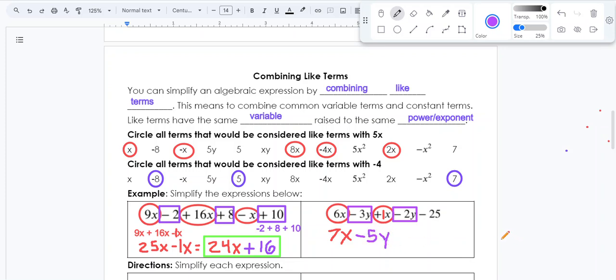All right? Then I would do my constants. My constants are the terms without variables. So the term without a variable here is this minus 25. There's no other term that doesn't have a variable, so I just bring that down, minus 25.